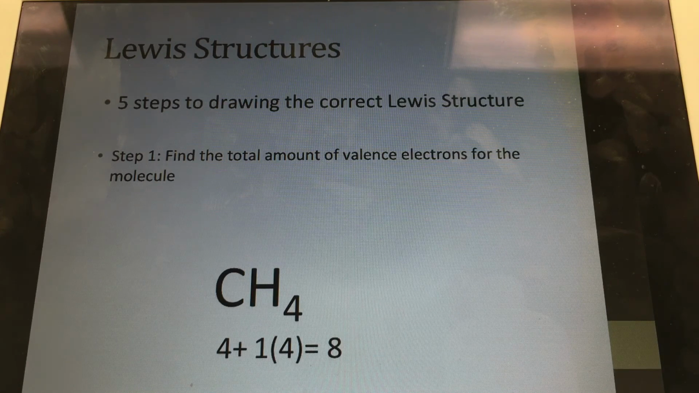we know that carbon has 4 valence electrons and hydrogen has 1 valence electron. But because there are 4 hydrogens, in this case we have to multiply that 1 by 4, which gives us a total of 8 valence electrons.